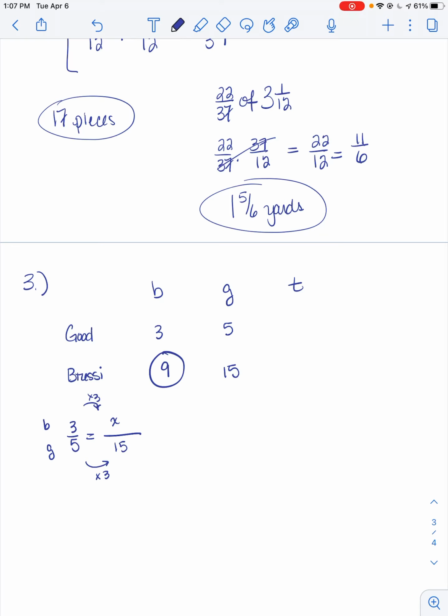You could have been asked about how many children are in Mrs. Bressy's class, in which case I would have had to add that 9 and 15 together to get 24. You could have been asked about the ratio of boys to children, a lot of different versions of this question. So I just included this table here to show you some good problem-solving techniques.